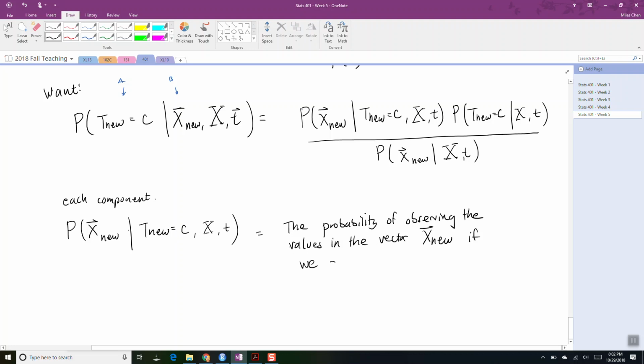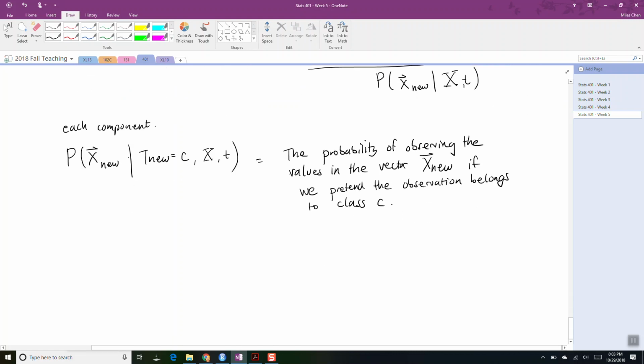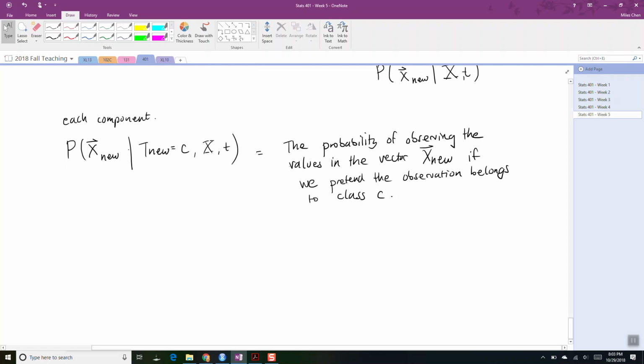So if we pretend that this observation belongs to class C, that is t nu equals C, what is the probability of getting the values that we've observed? Okay, because right now we've observed these values and we want to figure out which class it belongs to. But we're going to flip this around and say, let's pretend it belongs to this class. What's the probability of getting these values?